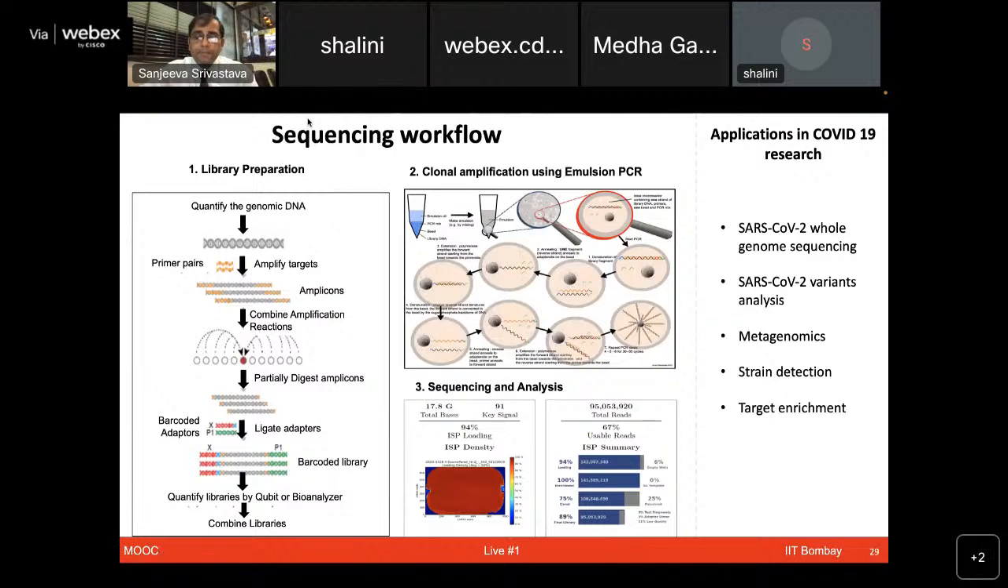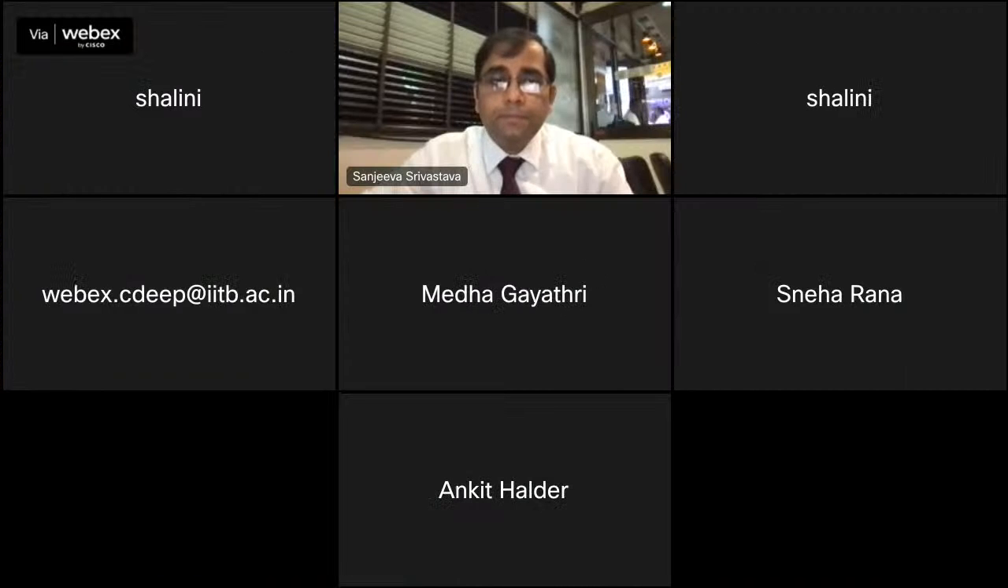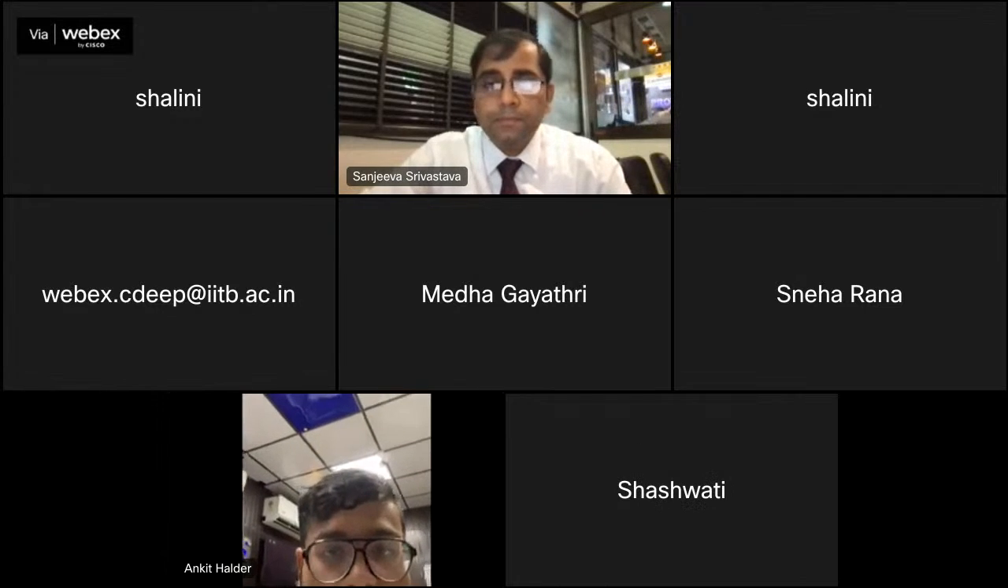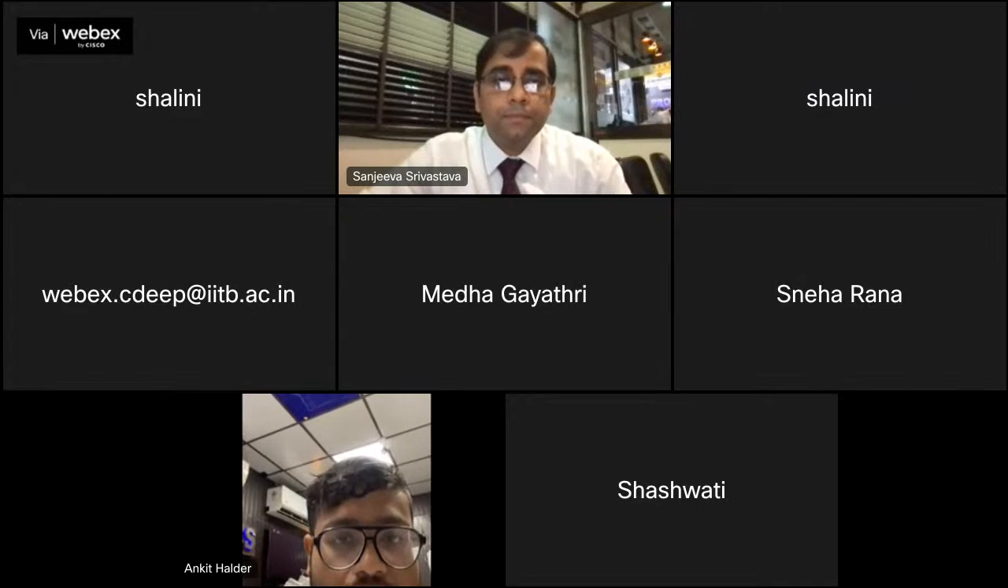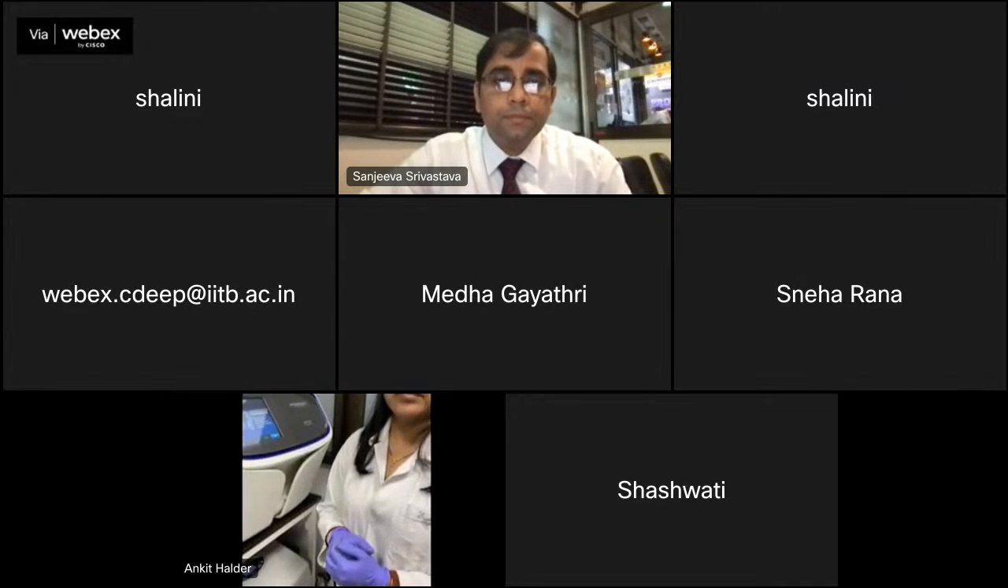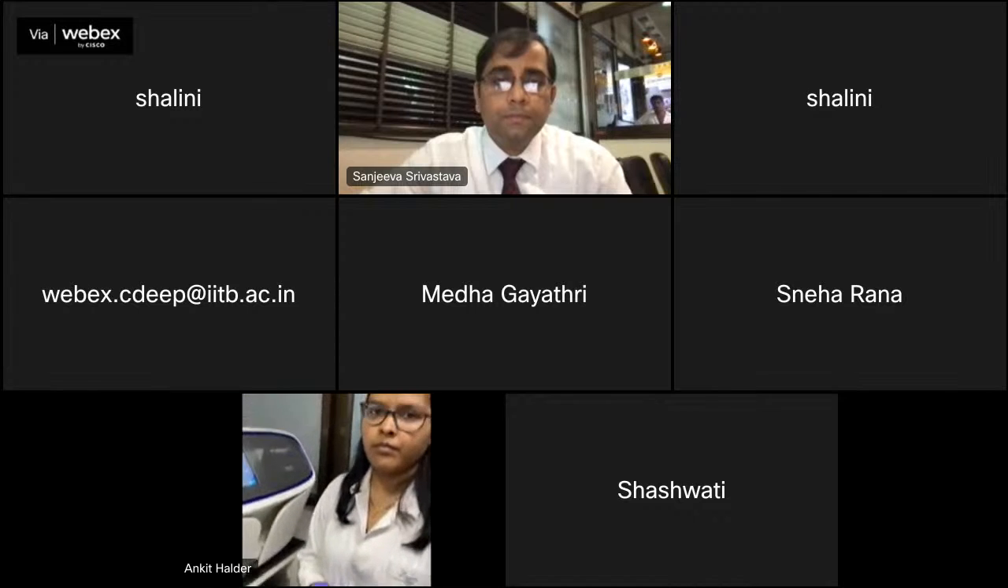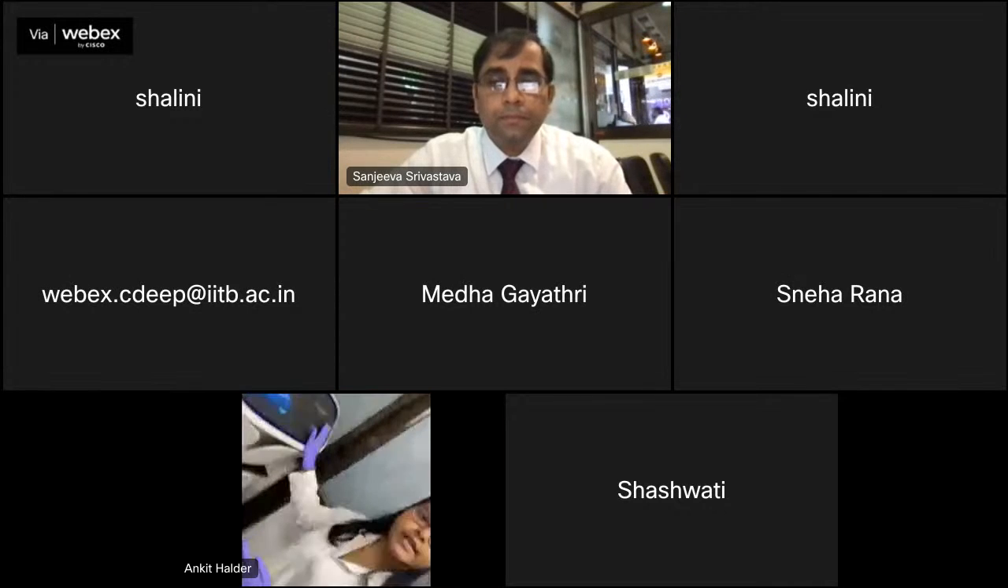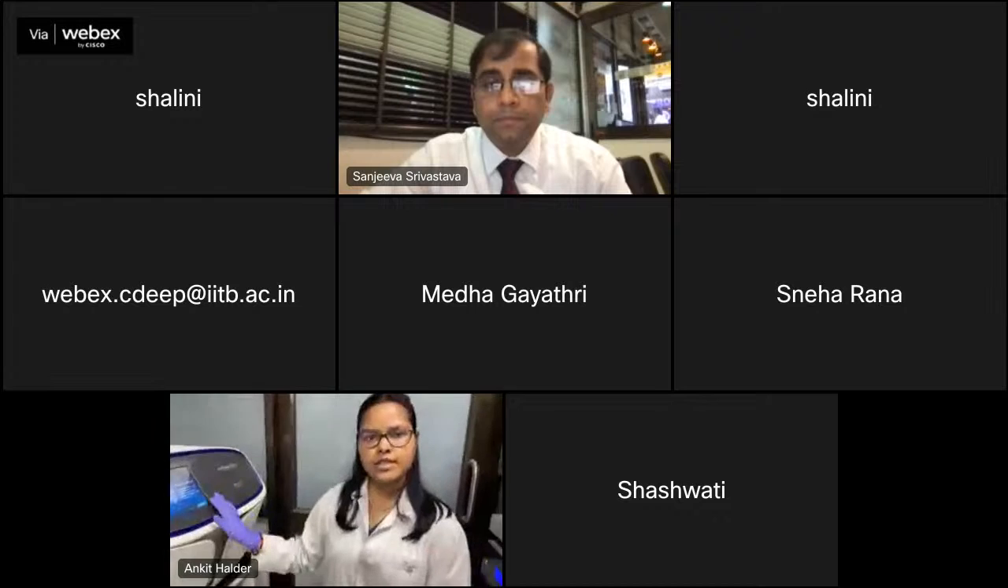Once the clonal amplification is done, you can perform the sequencing. You have to load the result of emulsion PCR into a chip, and then you can start the sequencing reaction. Now I'll show you the instrument here, which is used for sequencing. Okay, so this is the Ion Torrent S5, which is used for the sequencing.